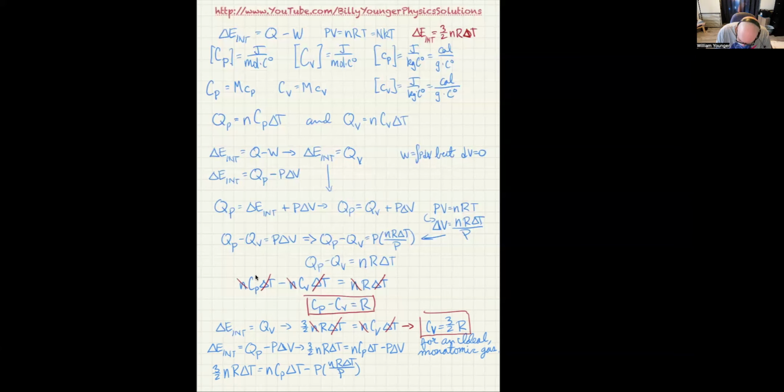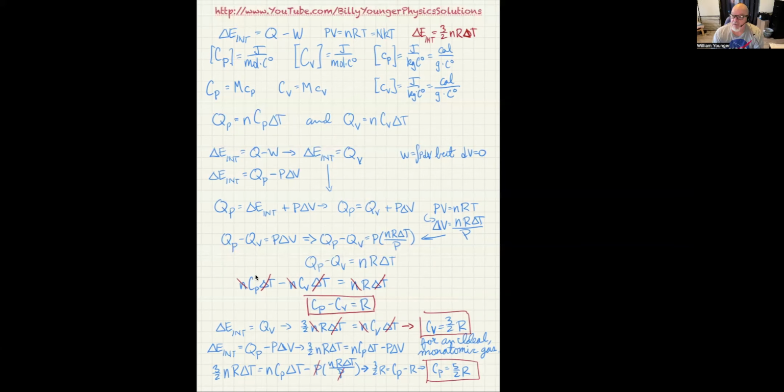Now you can see that the P's cancel out here. And then we can also see that the N and each of the delta T's are going to cancel out as well. So what we'll get is something quite nice after that. We get 3 halves R is equal to CP minus R, which means CP is obviously equal to 5 halves R. And that's it. That's how we make the conclusions about CP and CV, their difference, as well as what they are for an ideal monatomic gas.